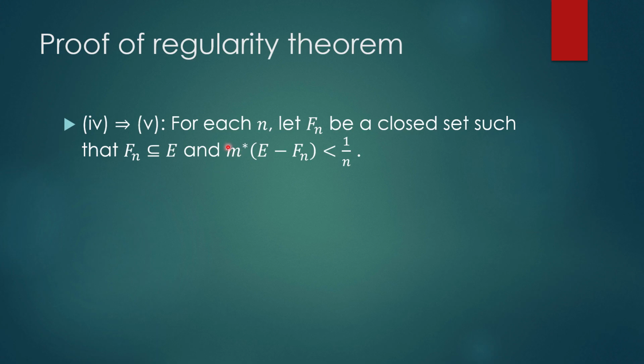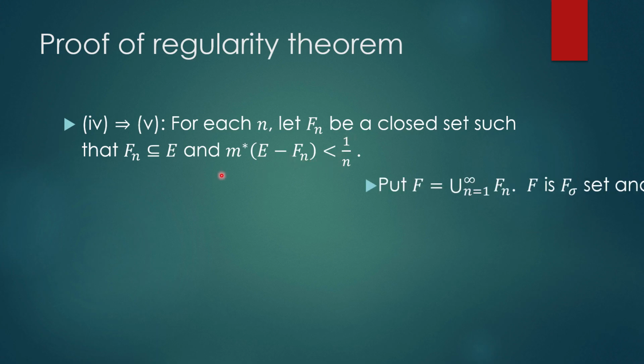So for each n we should be able to find a closed set Fn such that Fn is a subset of E, and M star of E difference Fn is less than 1 upon n. Here also we are not dropping the star because we don't know the measurability of E. Fn is measurable, but E may be measurable or not measurable. Therefore we are using M star here. So M star of E difference Fn, this is from number 4, is less than 1 upon n.